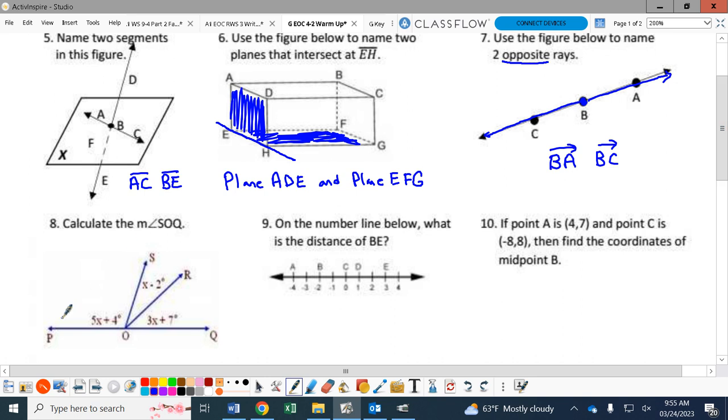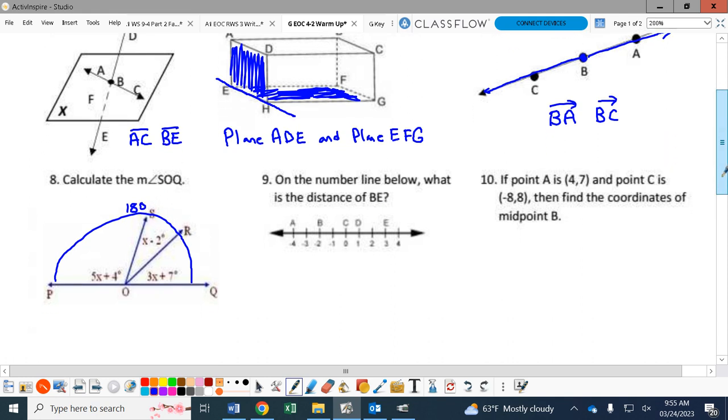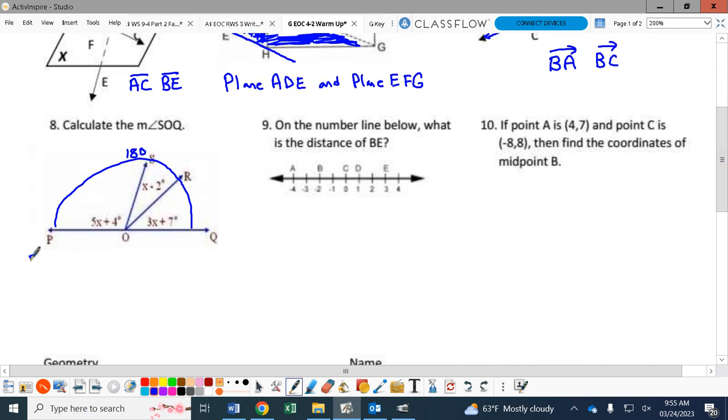This is a straight line. What does every straight line on earth add up to? 180. So we are going to add these up and we are going to set them equal to 180. So we are going to add 5x plus 4 plus x, is that a minus? Minus 2 plus 3x plus 7. Just a little blurred there. And it's going to be equal to 180. We're going to combine like terms. Your like terms are going to be the x's. These are going to get combined. Then we're going to combine that with the constants. These are going to go next.